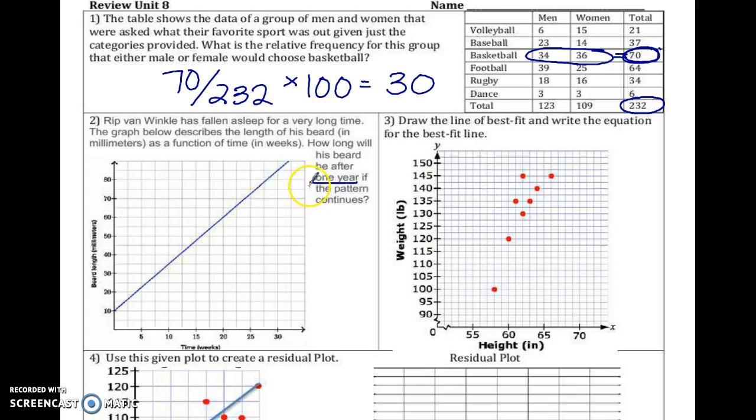So 1 year, notice that we're in weeks here for the time. So 1 year is 52 weeks. That's something that we need to know. And then we are going to need to find the equation of this line. So we know that it goes right through 10. And then the next place where the graph crosses exactly through the grid would be at 10, 35, right here, 35.